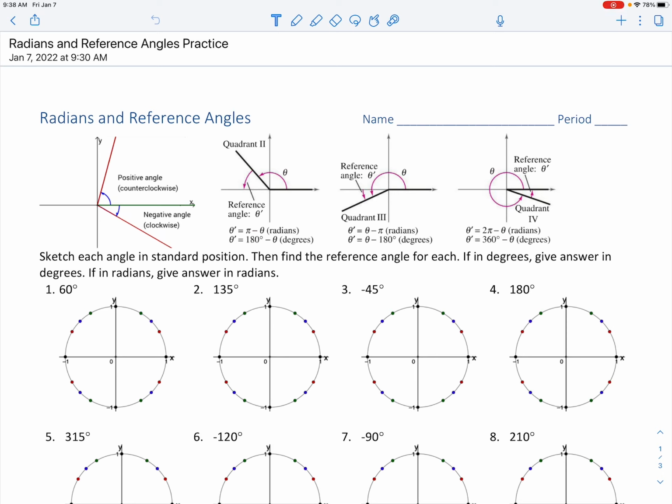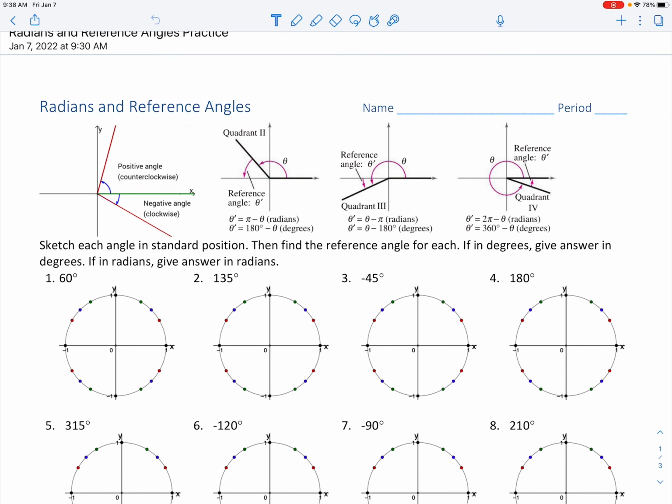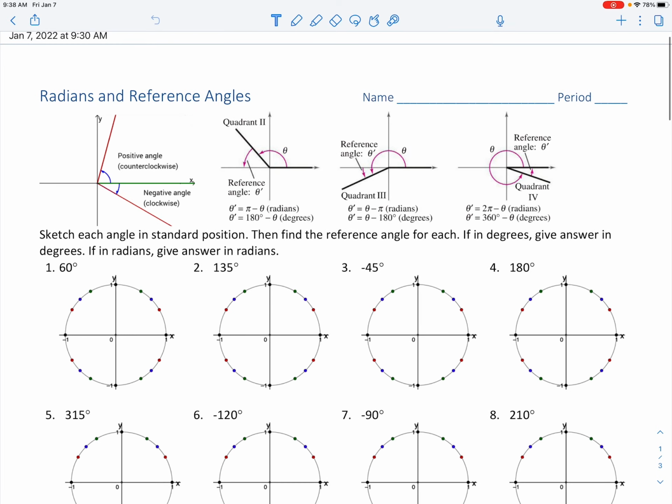So anytime we go in the counterclockwise direction, we have positive angles. And anytime that we go in a negative or a clockwise direction, we're working with negative angles. So from the positive x-axis, that's always our initial ray, to our terminal ray, if we're going in a counterclockwise method, that's positive, and clockwise method is negative.